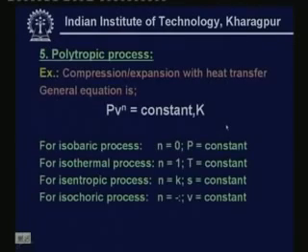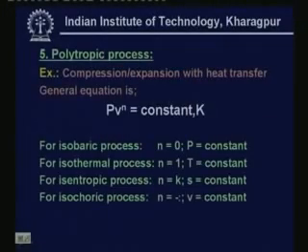Now let us look at another process called a polytropic process. A polytropic process is a general process. A typical example of this process is compression or expansion with heat transfer. That means we have a piston cylinder assembly containing a fluid that is undergoing compression or expansion, and you are not ruling out the possibility of heat transfer. That means during compression and expansion there is some heat transfer between the system and the surroundings, and here the system means the fluid which is undergoing compression or expansion.